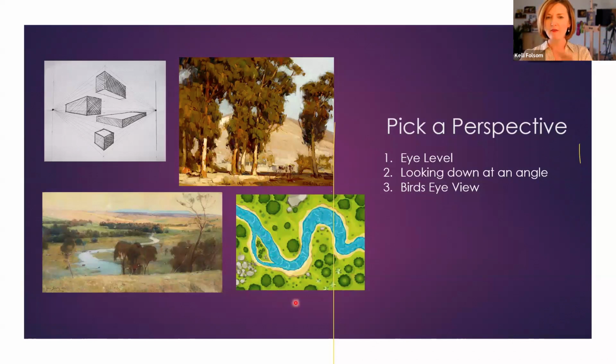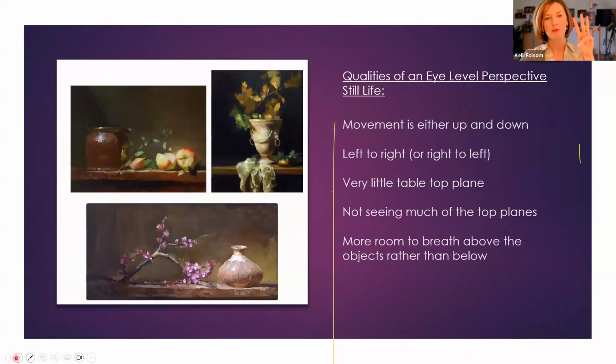Everything just looks flat, right? So this is bird's eye view, and what ends up happening with bird's eye view compositions, and we'll go into more details here, is that a lot of it is really about pattern and repetition, because we're not dealing with any depth of space at all, or very, very little. Okay, so those are your three perspectives. And I think it's the most important because it's the one that will really dictate your composition the most.